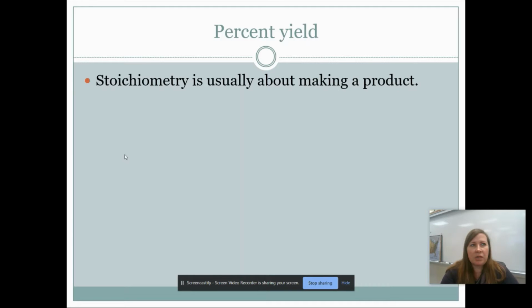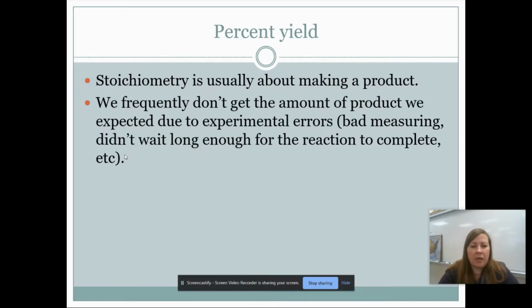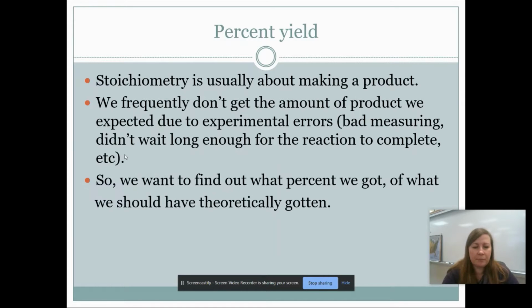When we use stoichiometry in industry, it's usually about making a product. And frequently, we know how much product we expect to get from our starting materials, but sometimes we don't get the amount of product that we are expecting, and it's usually due to experimental errors. So measuring less precisely than we should, or maybe we didn't wait long enough for the reaction to complete, or whatever. So we want to find out what percent we got of what we should have theoretically gotten.